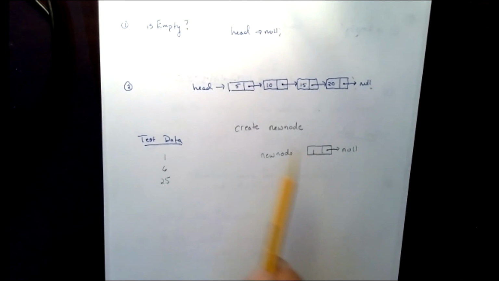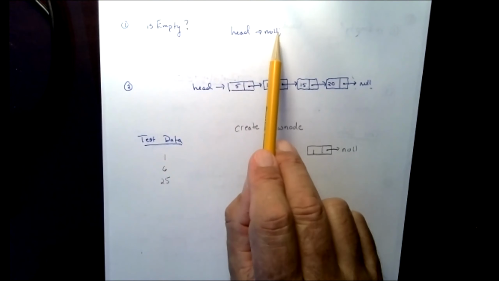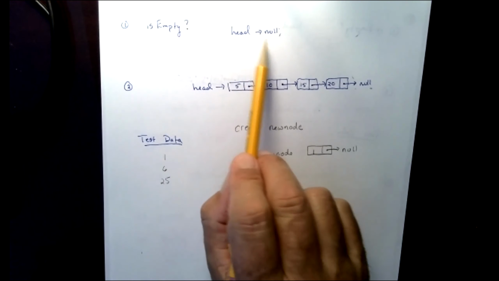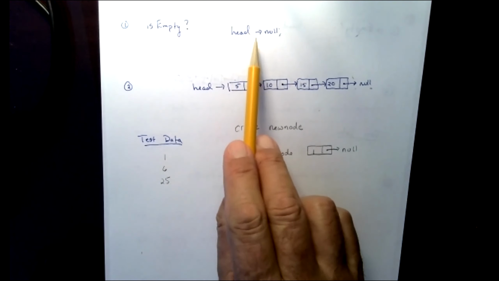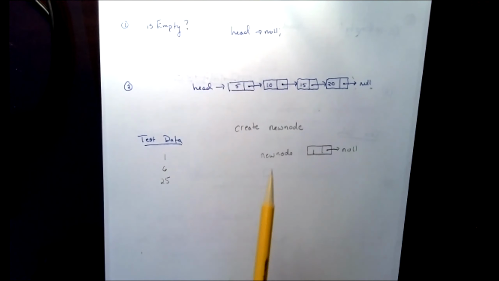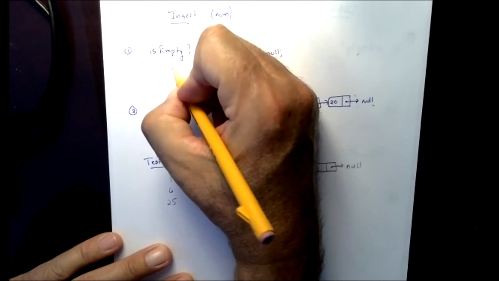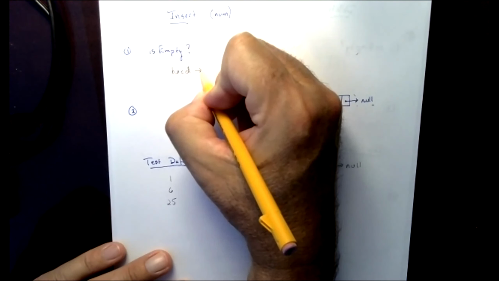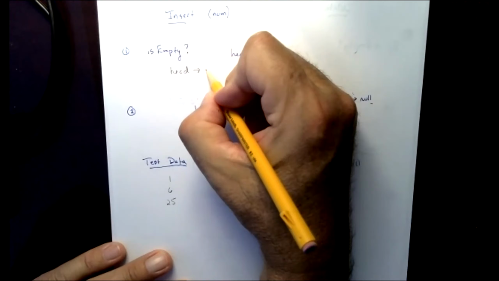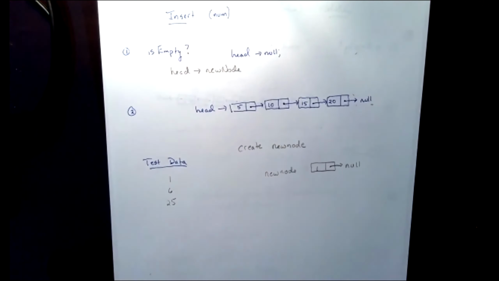Well, if it's empty, like up above here, I'm just going to say head gets the value of null. But if I'm inserting into an empty list, how do I do that? Well, I'm up here. I want to insert into an empty list. I'm just going to say head gets the value of, means points to, new node. And I would be done.